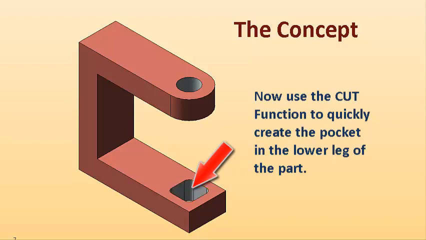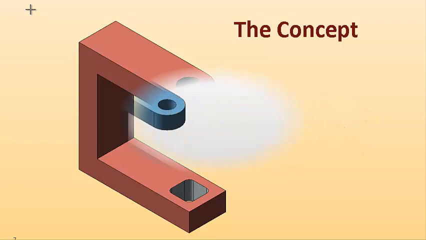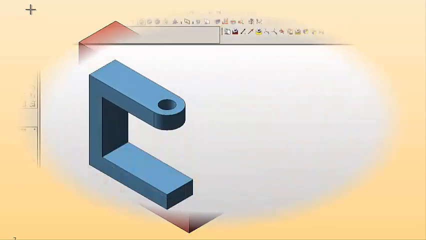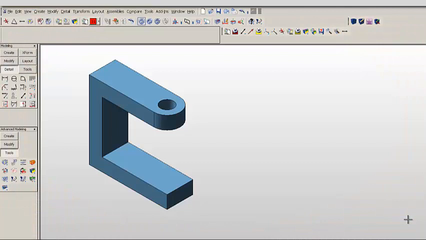Once we have it there, we can then use the cut function to quickly create a pocket in the lower leg of the part. So this is a typical example of using this function. Let's work with an actual part. We'll use file KCV block 3.